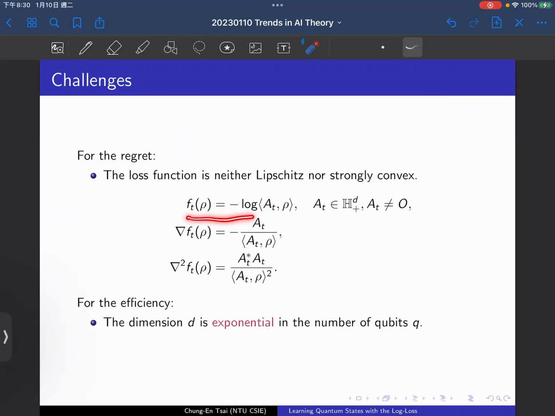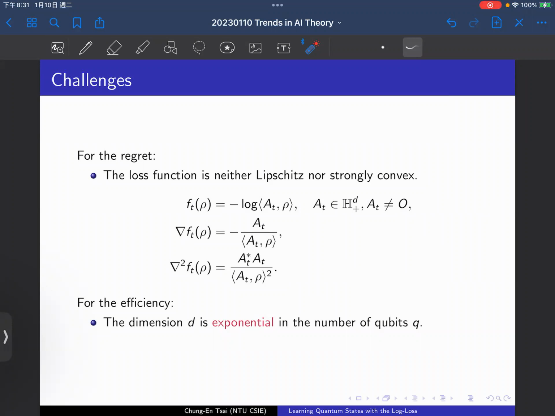This is the form of the loss function that the adversary will choose each round, and you can take its gradient, which has this form. The loss function is not Lipschitz because At is only required to be positive semi-definite. So this inner product can be as small as possible. Therefore, the gradient can be as large as possible, so it is not Lipschitz on the set of density matrices.